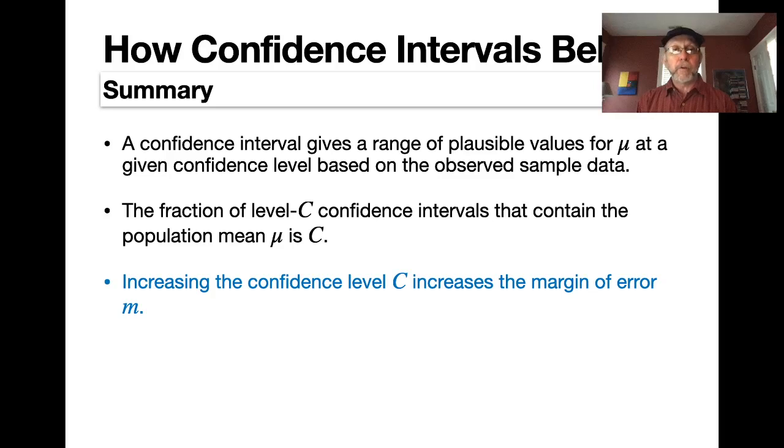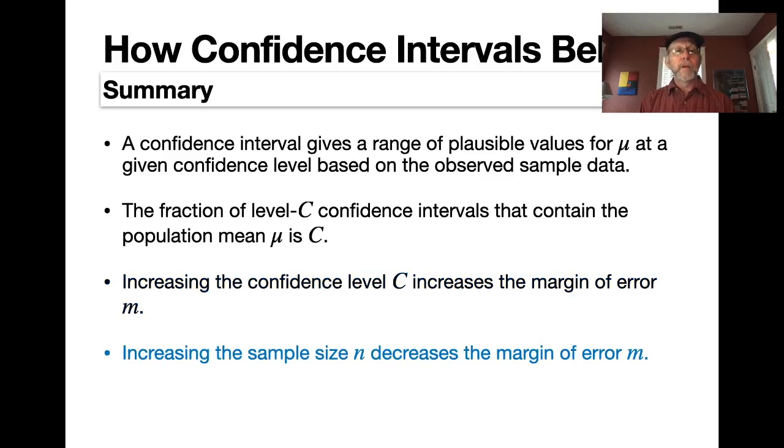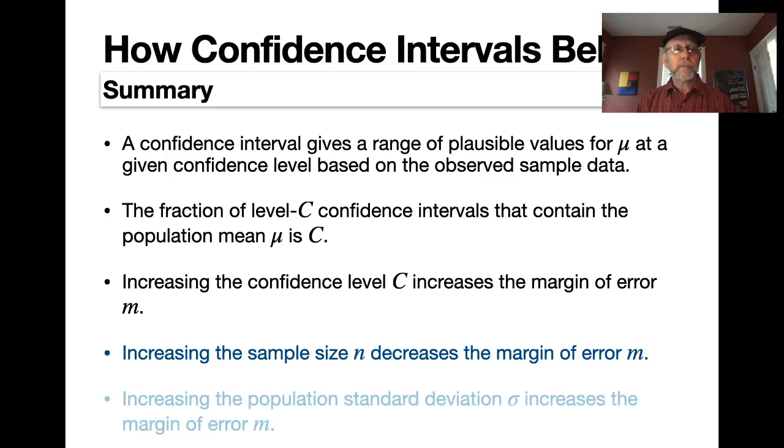Increasing the confidence level of an interval increases the margin of error for that confidence interval. But increasing the sample size that you use actually decreases the margin of error. And this is why statisticians like large sample sizes, because it gives you a smaller margin of error and therefore a more precise interval estimate. And finally, increasing the population standard deviation sigma also increases the margin of error m.